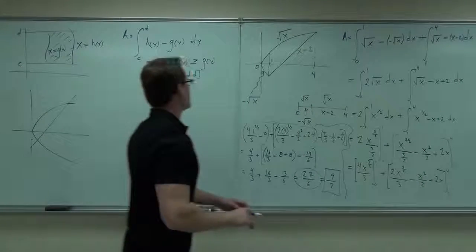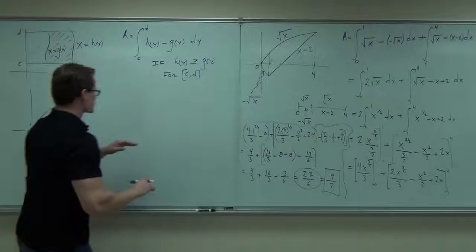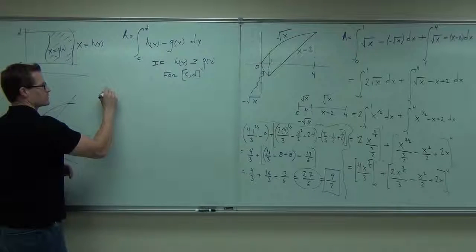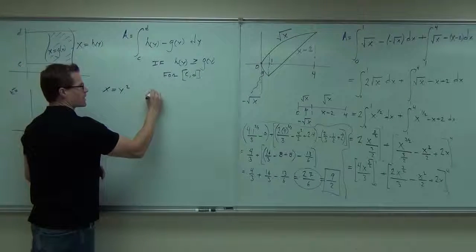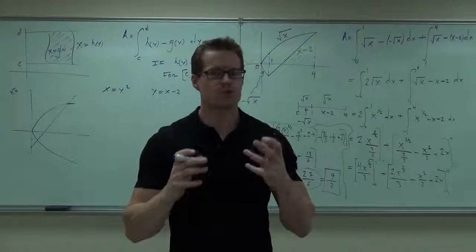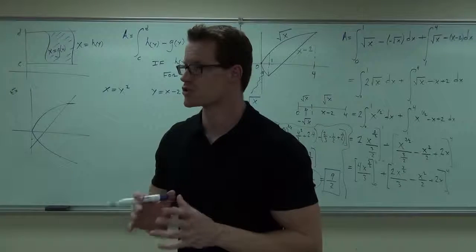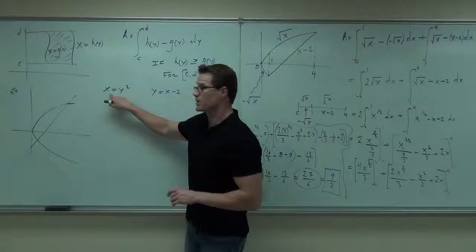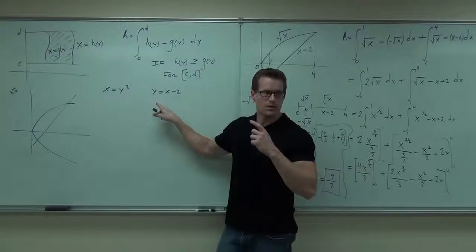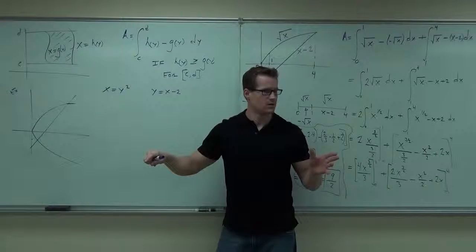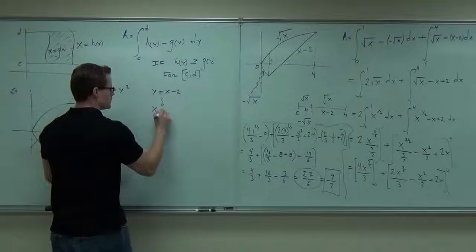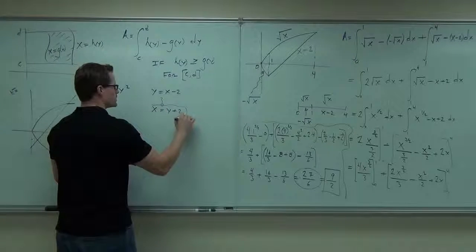Now, if we're in terms of y, I need you to notice something. We had x equals y squared, and we had y equals x minus 2. If we're going to do this in terms of y, our functions need to be in terms of y. Now, this one's great, we love this one. This one's not great. Explain to me why. It's in terms of x. How do I solve it for terms of y? Those would be the two functions I'm comparing.